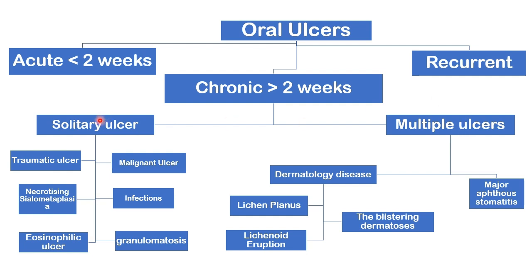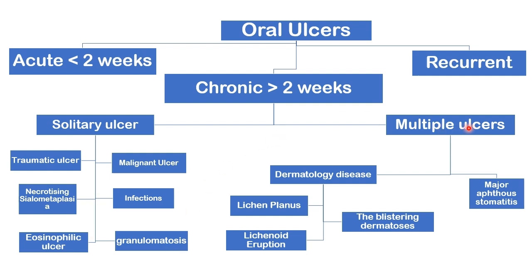In the solitary ulcers group, there is the very common traumatic ulcer and the very sinister malignant ulcer. There are also 2 other groups of solitary ulcers related to trauma, necrotizing sialometaplasia and eosinophilic ulcer, and a group of ulcers related to specific infections, including TB, syphilis, and deep fungal infections, or granulomatosis, for example, ulcers associated with sarcoidosis or polyangiitis granulomatosis, previously termed Wegener's granulomatosis.